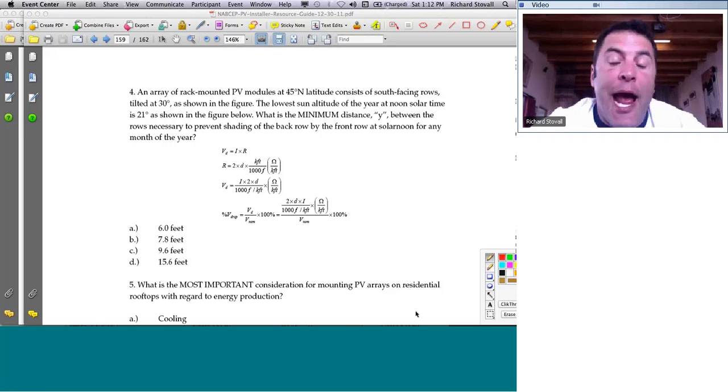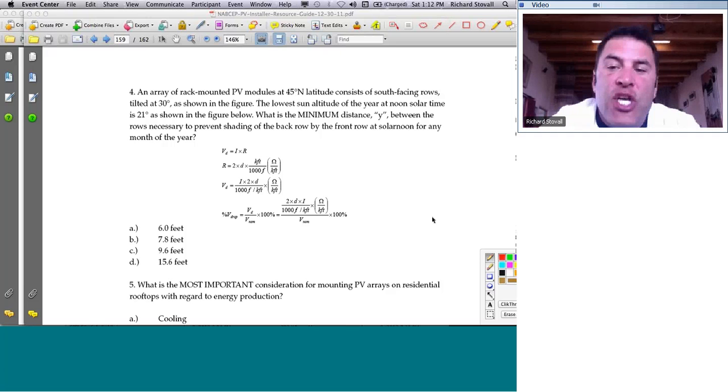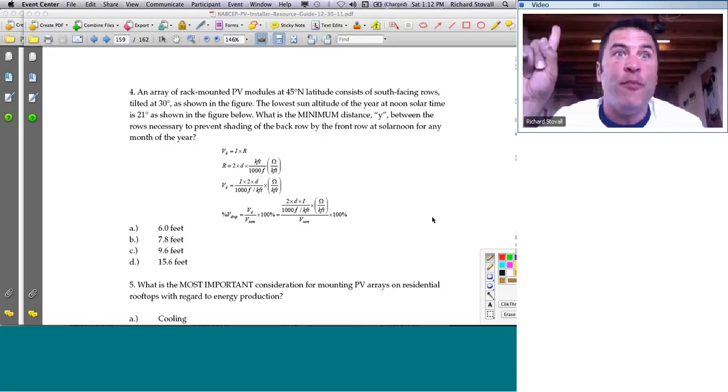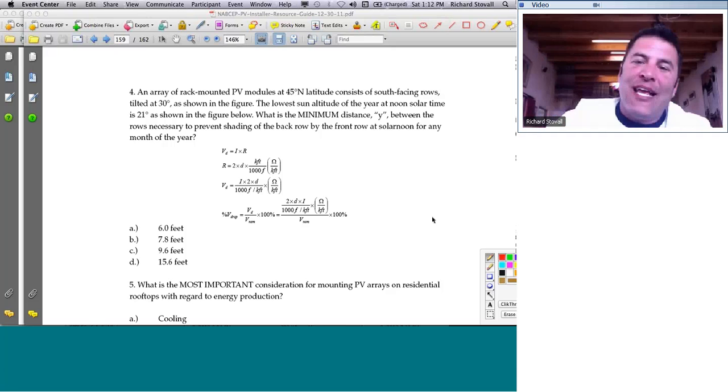I've always been puzzled by how NABCEP in two different versions of their study guide put out a question that's designing for shading at solar noon. Okay, so if you're designing a system using the sun altitude angle at solar noon to indicate how close rows can be without providing any shading, you're designing a system that on that shortest day of the year, for that one brief moment that is solar noon, there is no shading, which means that every other second of the day for that day, there is shading.